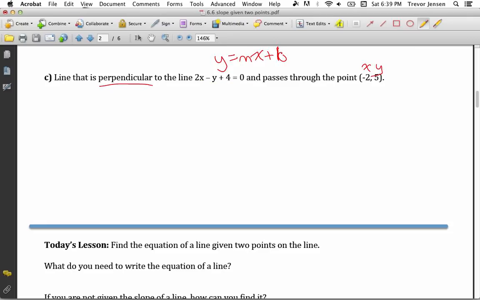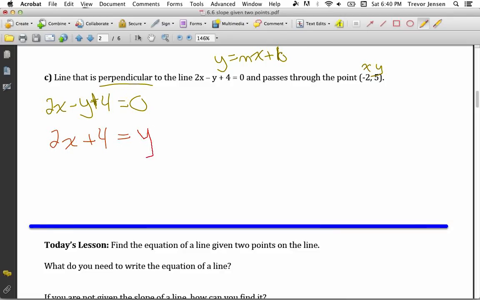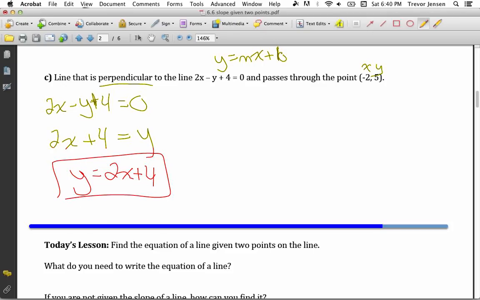So the first step we're going to do is rearrange this equation, 2x minus y plus 4 equals 0, into the form y equals mx plus b. So I need to isolate y, and then on the other side of the equation have the term with the x plus the constant term. I know I'm going to need to isolate positive y, so I'm just going to move that negative y to the other side. So I have 2x plus 4 equals y. If 2x plus 4 equals y, then y must equal 2x plus 4, and now this equation has been rearranged into the form y equals mx plus b.